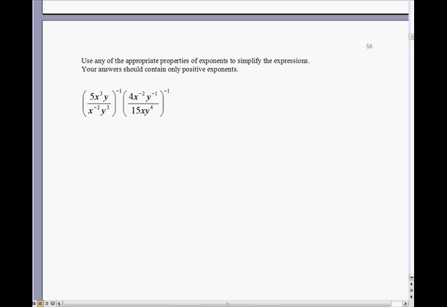Use any of the appropriate properties of exponents to simplify the expression. Your answer should only contain positive exponents. As you notice, there's an outside negative exponent here for this group, and also a negative outside exponent here.